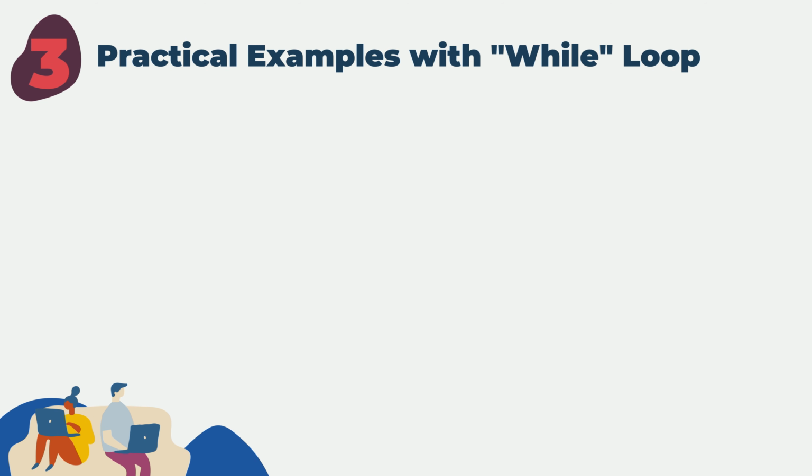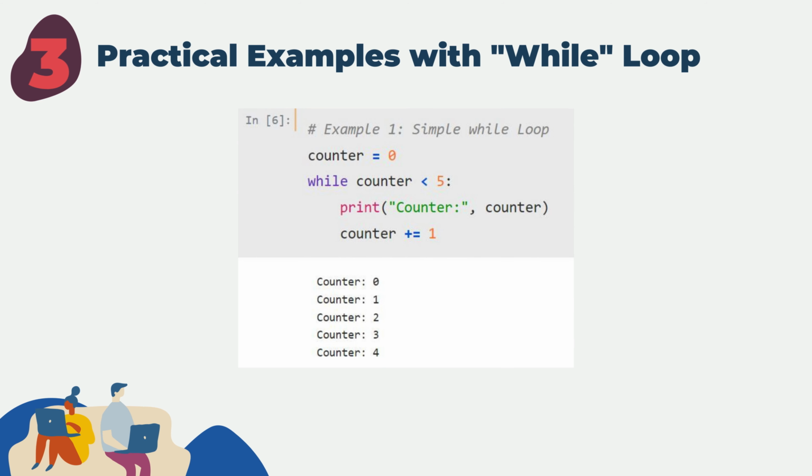Now, let's dive into practical examples of the while loops in Python. In the first example, we demonstrate a simple while loop. The counter variable is initialized to 0, and the loop continues as long as the counter is less than 5. Inside the loop, the current value of the counter is printed, and the counter is incremented by 1 in each iteration. This illustrates how a while loop can be used to perform repetitive tasks based on a specific condition. The loop stops when the counter reaches 5.